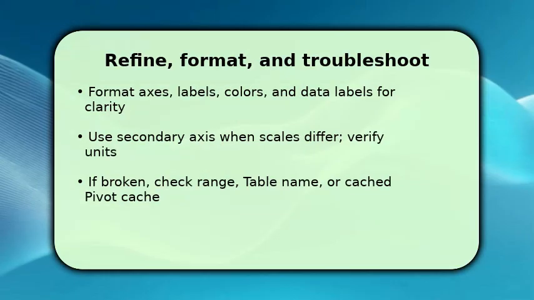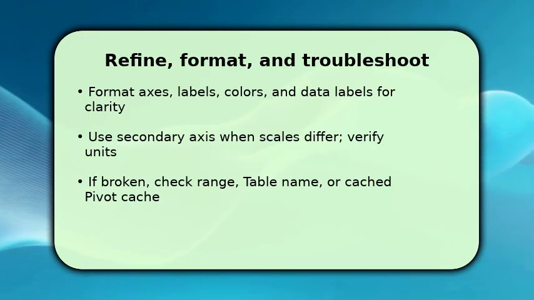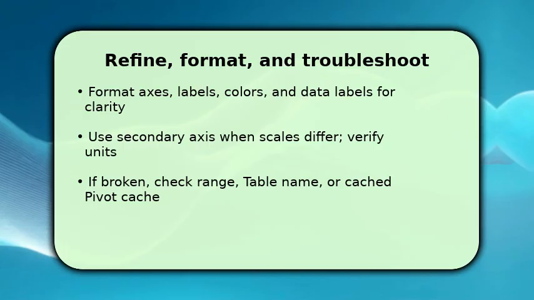Finish by polishing. Format axes, adjust tick intervals, add data labels, and choose accessible color contrast so your message reads instantly. If two series have different scales, add a secondary axis and clearly label units to avoid confusion.